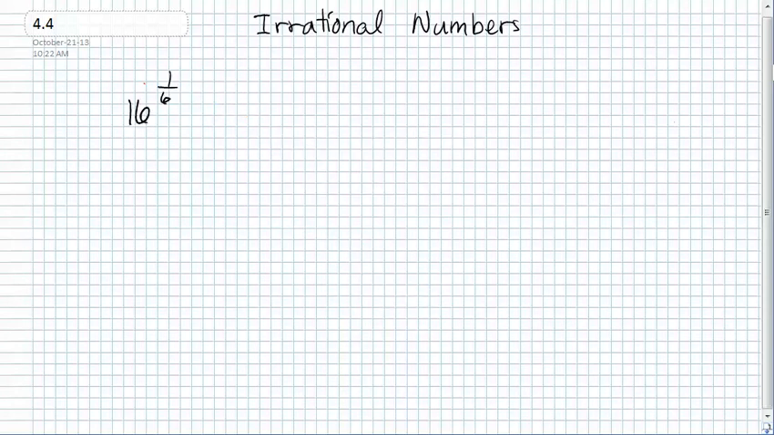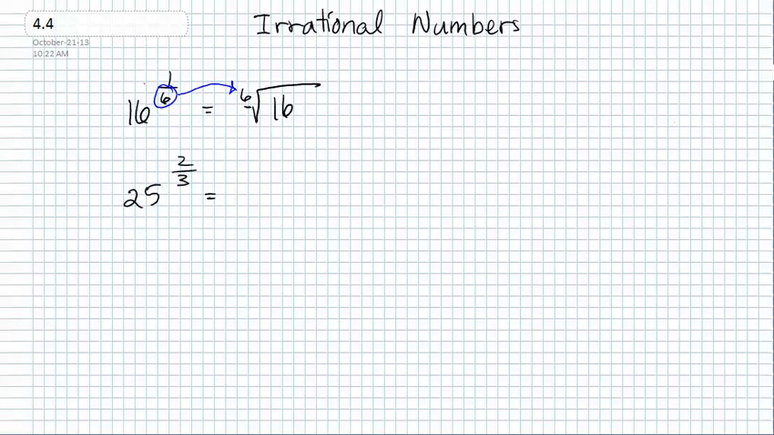So 16 to the power of 1/6 is an irrational number. If I were to write it in radical form, I would write the radicand as 16, but my index is going to be 6. Whatever the denominator is in your rational exponent becomes the index in your irrational number in radical form. Well, what about when there's a numerator besides 1 in my rational exponent, like this?